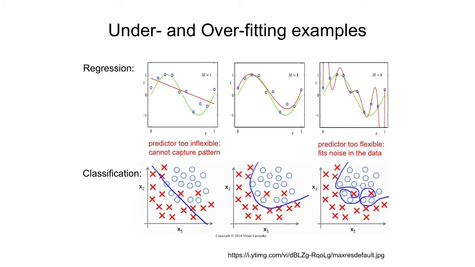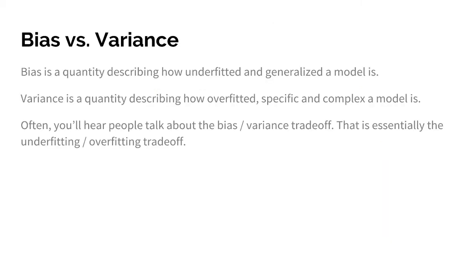Just to remind you, this is what underfitting and overfitting can look like. We talked about this last lecture, so I'm not going to go too deep into it now. I wanted to introduce new terms for overfitting and underfitting. Bias is essentially a quantity describing how underfitted and generalized a model is. And variance is a quantity describing how overfitted and specific and complex a model is. So often you'll hear people talking about the bias-variance trade-off. That's essentially the same thing as the underfitting-overfitting trade-off we talked about last lecture, so don't let it confuse you.